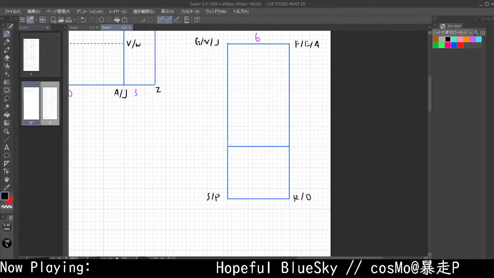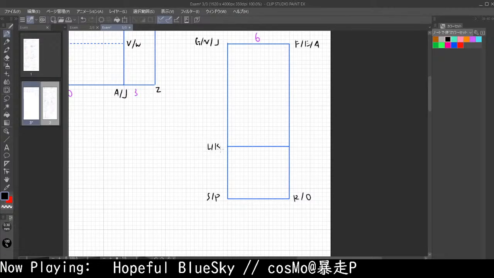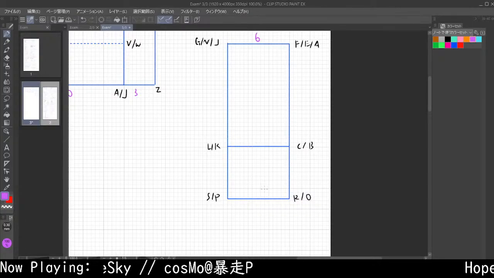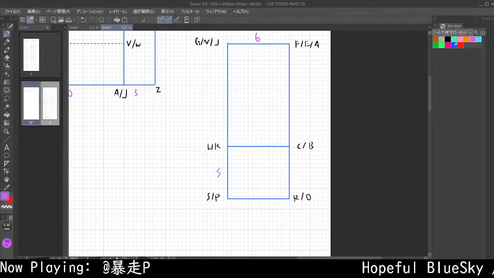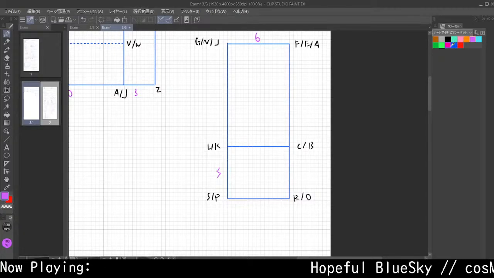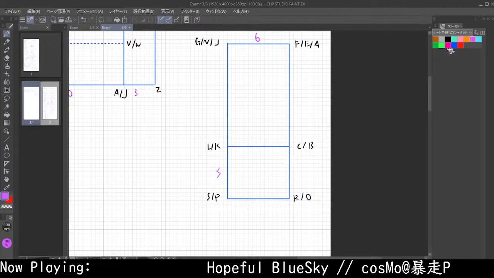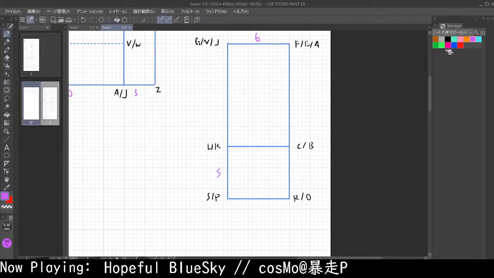Then this will be your LC. So L overlaps with K, C overlaps with B. So this should be your 5 cm. This should be your 6 cm. This should be your 5 cm. Okay. Continue. You don't know how much is from LC to M. It doesn't matter because we can draw the other lines first.